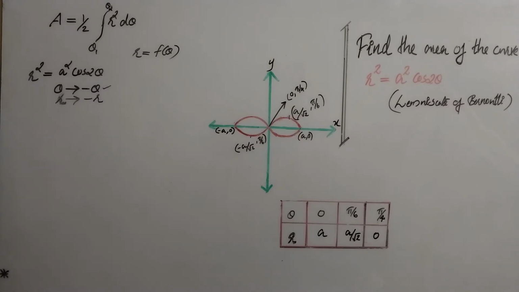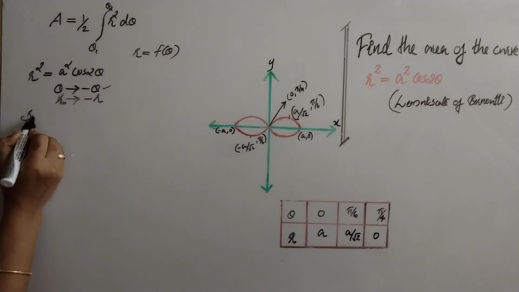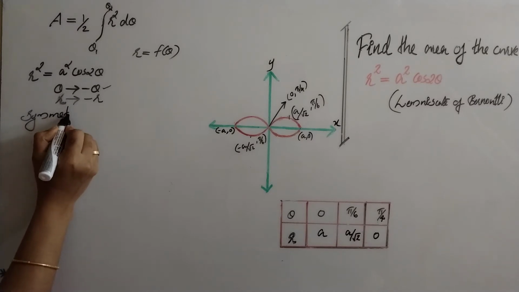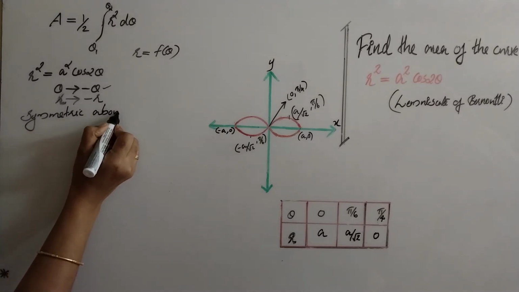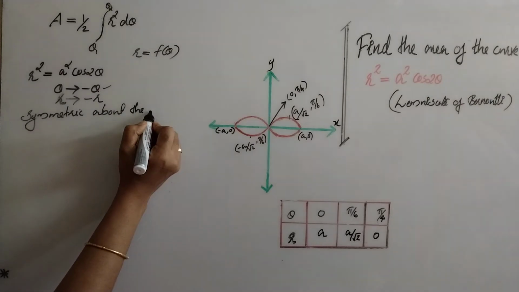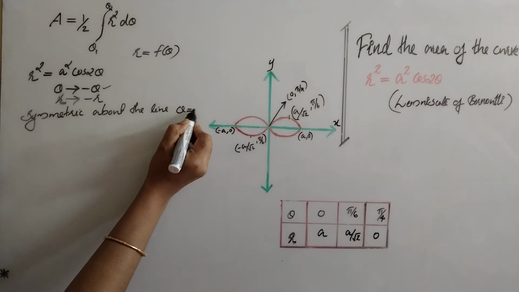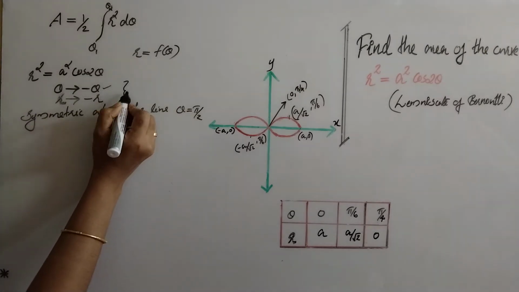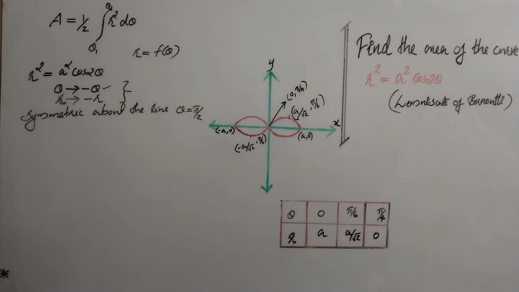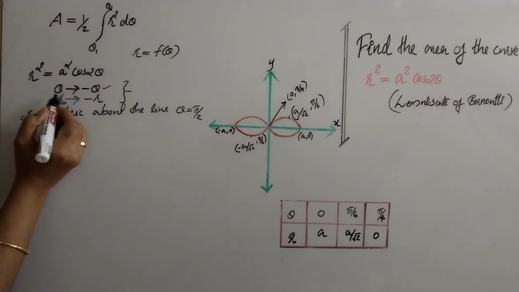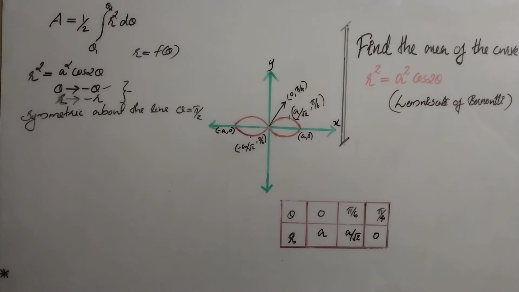If the equation of the curve remains unchanged with the change of the sign of r and theta, then the curve is symmetrical about the line theta is equal to pi by 2. So, the given curve is symmetric about the line theta is equal to pi by 2. Since if we change theta by minus theta and r by minus r, it does not alter the equation of the curve. So, the curve is symmetric about the line theta is equal to pi by 2.